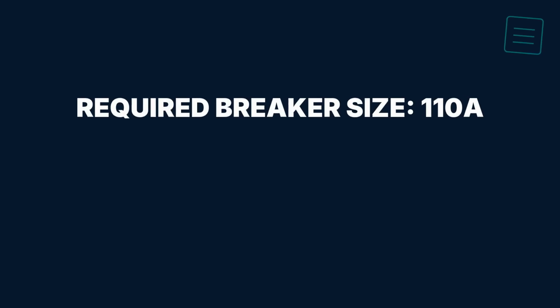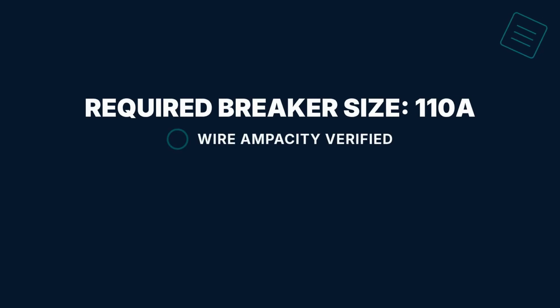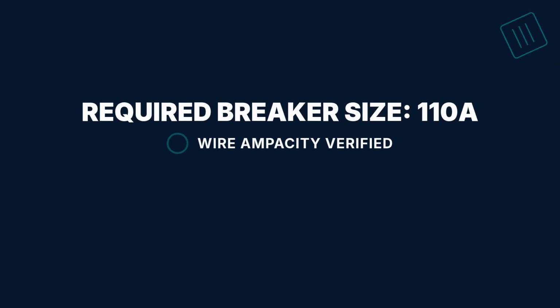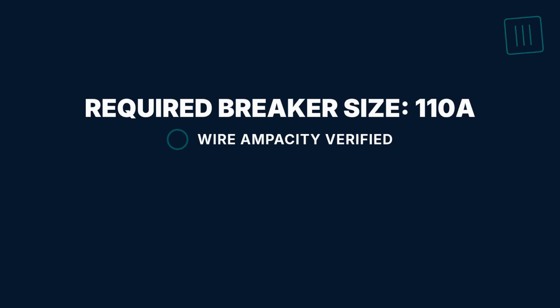The calculator will output the minimum breaker size required, accounting for the 125% factor for continuous loads, and verify the wire ampacity is adequate for the selected temperature rating. Remember, always verify your local electrical code requirements, as they may have additional restrictions beyond NEC standards.